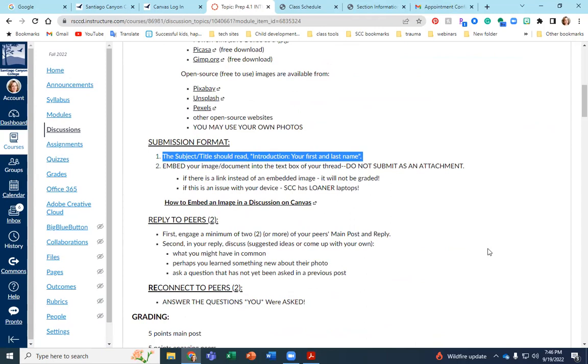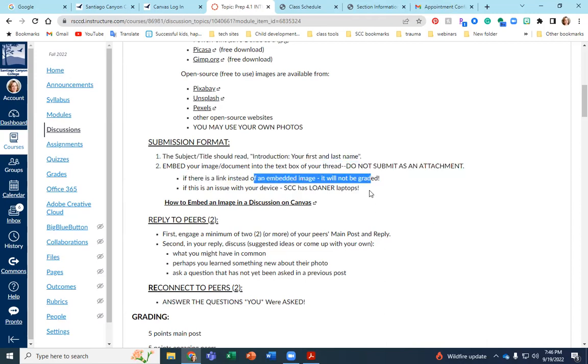Do not submit as an attachment. If you submit as an attachment, I'm just going to give you a note that says, I can't grade this, right? If there's a link instead of an embedded image, I won't grade it. And then if you have an issue with your device, sometimes people are like, I can't do it on my phone. I know, again, I don't see the student controls, but if you're doing it on your phone, I think you start the post and then you swipe to your gallery. Can anybody confirm that with me?